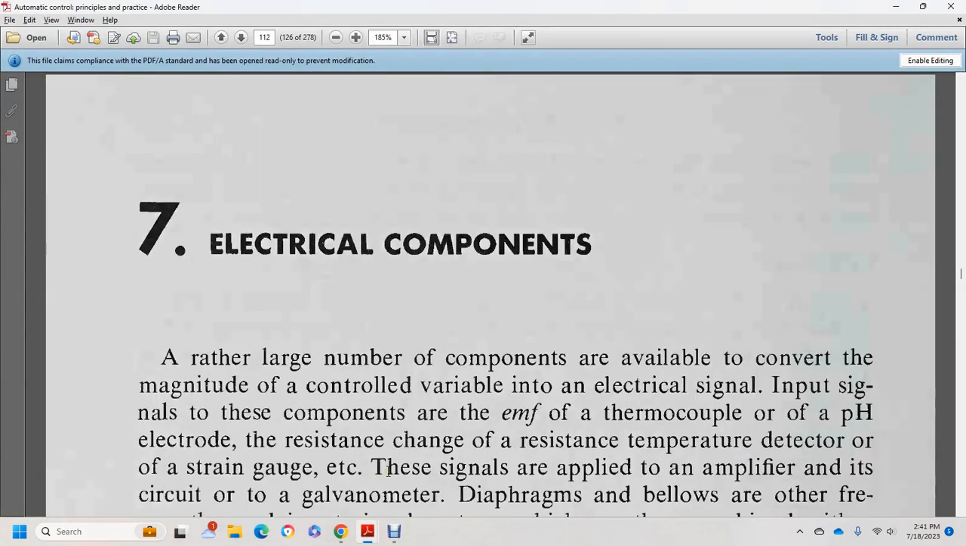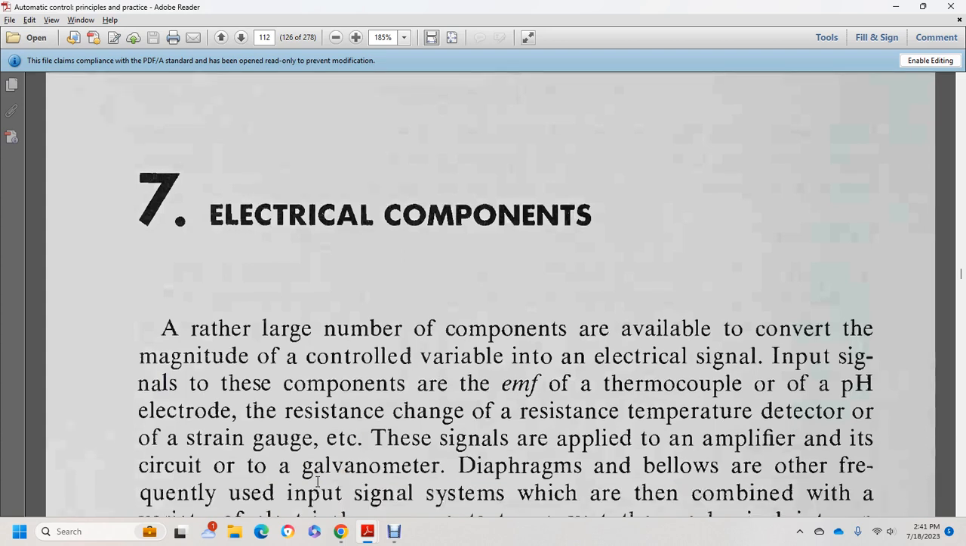Alright, automatic control in practice, principles in practice 7, electric components. A rather large number of the components are able to convert the magnitude of a control variable into an electronic signal. Input signals to the components are the EMF of a thermocouple, a pH electrode, or the resistance change of a resistance temperature detector, a strain gauge, etc.